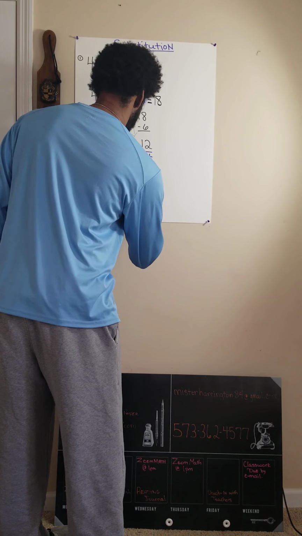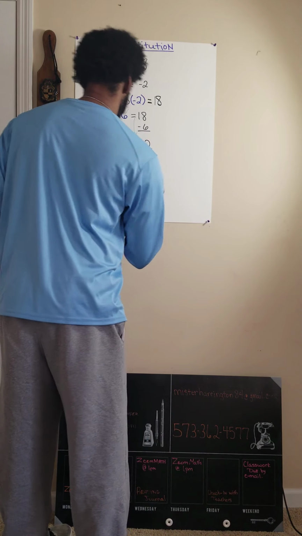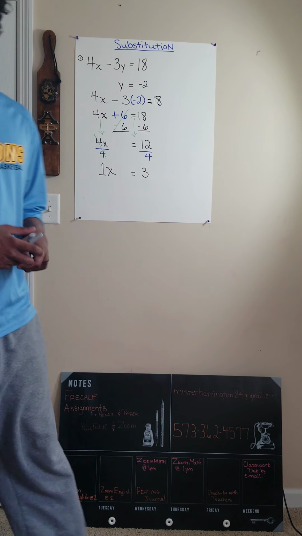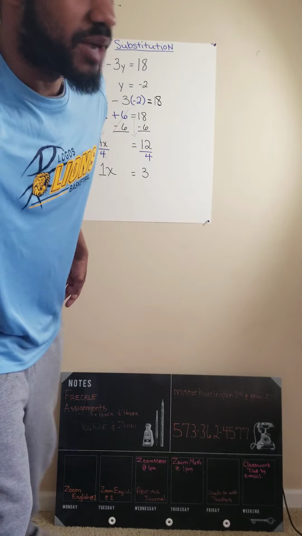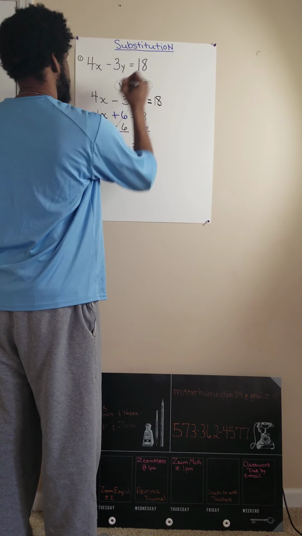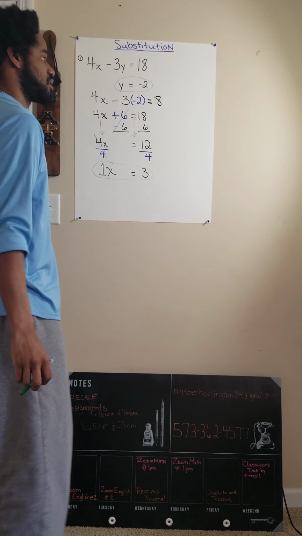I bring down my equal sign. 12 divided by 4 is 3. So, now I have my answers here. I have my 2 variables. I have my y equals -2. Then I have my x equals 3, okay?